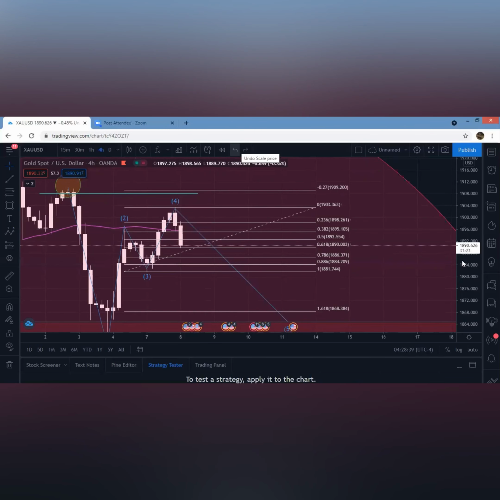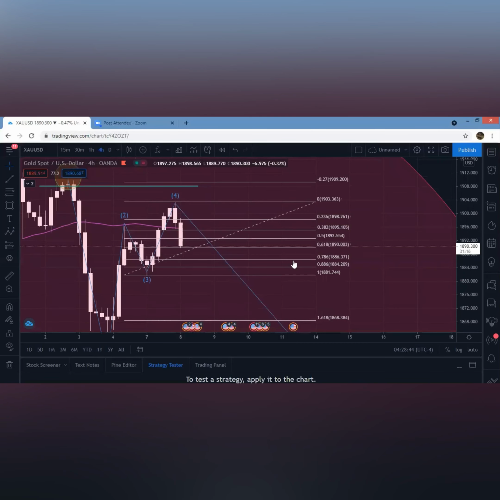And like I said, a lot of times we think of trading, and as you can see, it's headed towards that 61.8. It is headed towards 61.8.